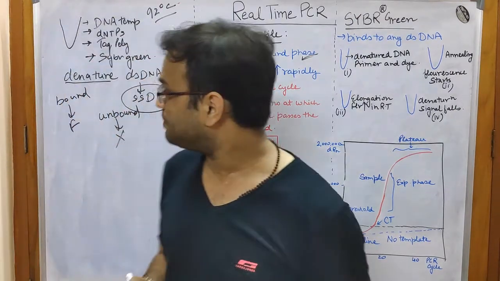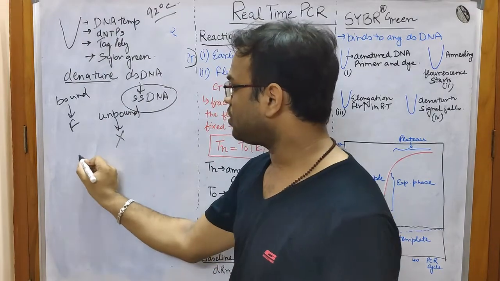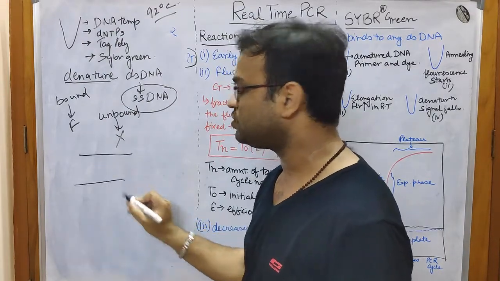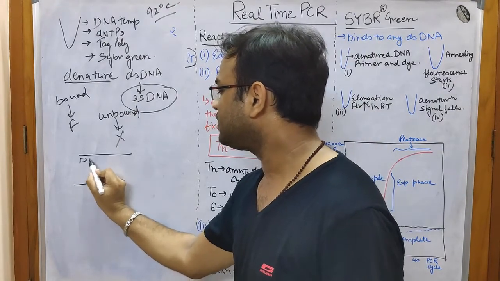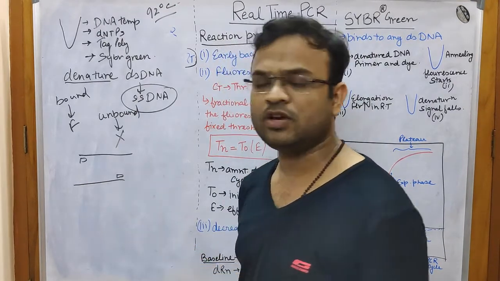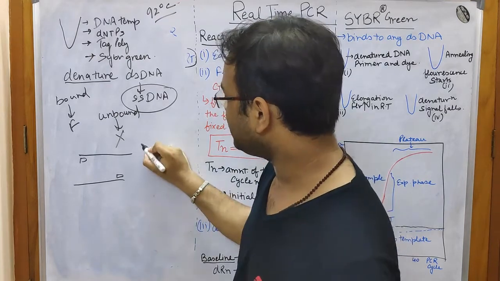Now coming to the next step, what happens next? Because the DNA has been broken down into single-stranded form, what will happen? The primer would bind here, because we are starting with annealing, right?